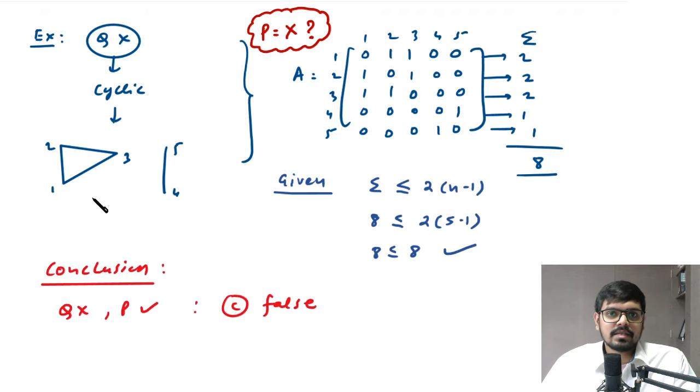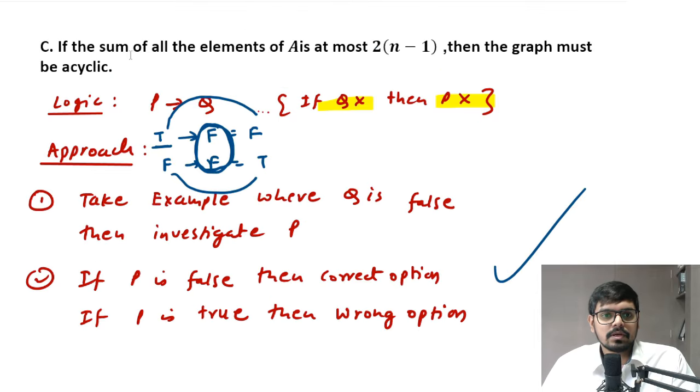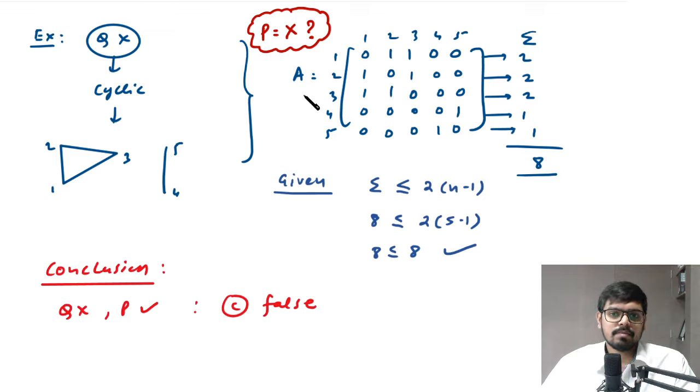And now let us investigate about the P. P was: sum of all the elements of A is at most 2 to the power n minus 1. So for that I have to create the A matrix. Very easy. Adjacency matrix, how to create? Take nodes 1, 2, 3, 4, 5 here and here. Once you take the nodes, now check whether an edge is present or not. No self loop, so primary diagonal elements are 0. You can create this very fast. From 1 we can see only 2 edges, 1 to 2, 1 to 3, others are 0, same copy here.